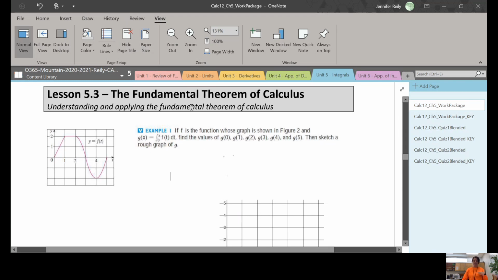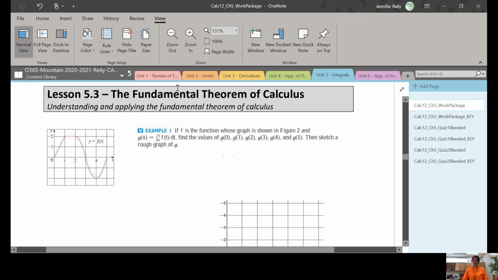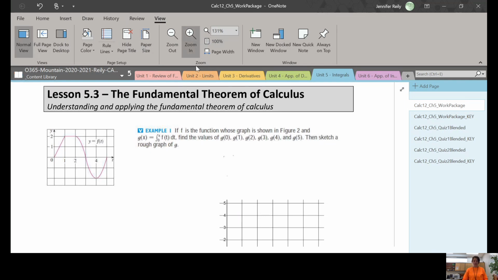Well, we did some calculating in the last lesson, but only for simple curves. So today you're going to be able to calculate the integral of many different functions.